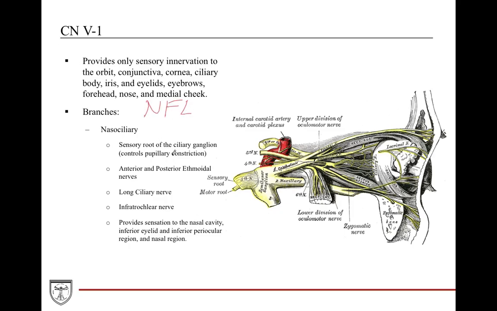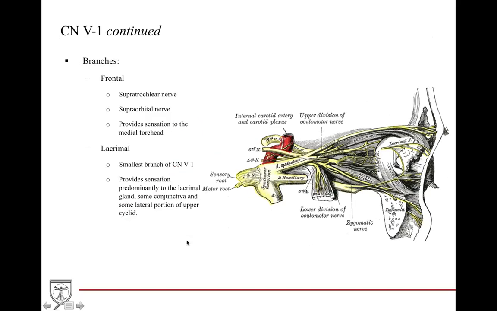So your nasociliary, which is a sensory root of the ciliary ganglion, helps control pupillary constriction. You have your anterior ethmoidal nerves, you have your long ciliary and infratrochlear, and it provides sensation to the nasal cavity, periocular region, and the nasal region. So knowing you've got your nasociliary, you've got your frontal, and then you've got your lacrimal. So frontal, again, is your supratrochlear and supraorbital. This is sensation to the forehead.